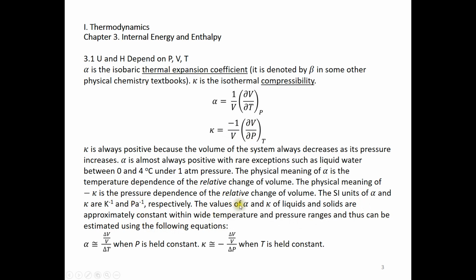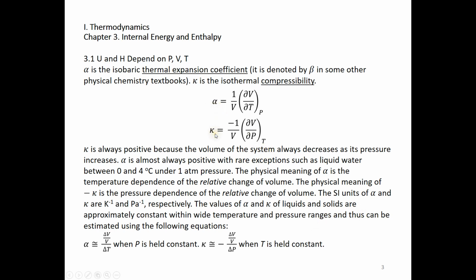The values of alpha and kappa of liquids and solids are approximately constant within a moderate temperature range or pressure range, sometimes even within a wide temperature and pressure range. So they can be treated as constant.